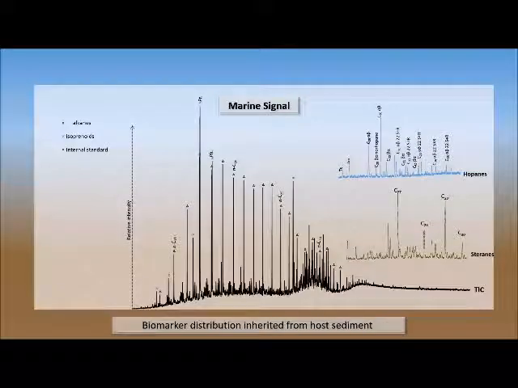So that's what it looks like when you actually look at it. You have a lot of compounds, and each compound corresponds to a peak. Don't worry about anything else than that. That's just to illustrate. So what we had is that the biomarker distributions in the rim, in the concretion body, and in the shale were similar. And they were all representing a marine signal.